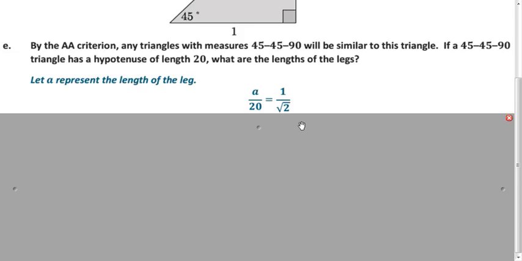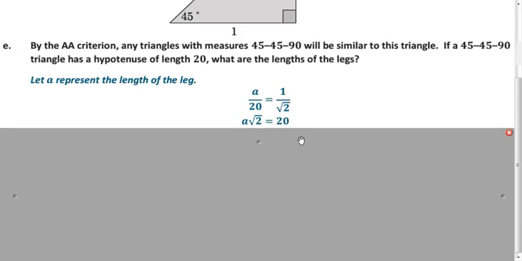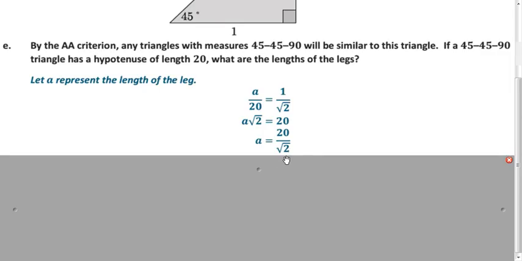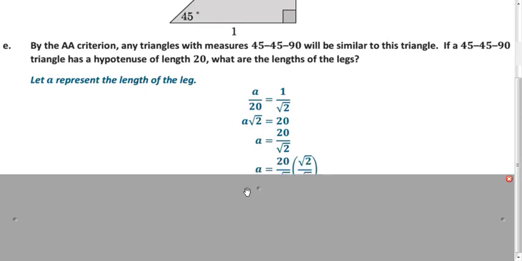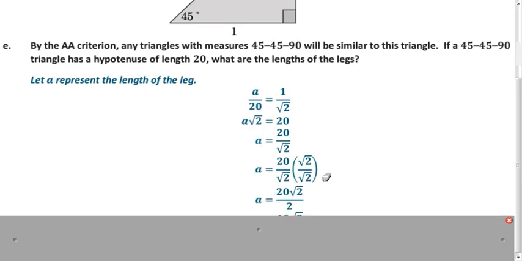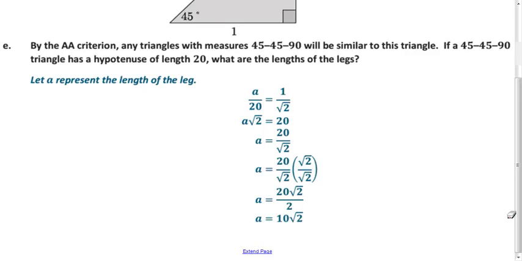Now we can apply the cross product, divide by the square root of 2. And now we want to rationalize that denominator. So we got to multiply the numerator and denominator by the square root of 2. So we end up, right? Square root of 2 times square root of 2 is just 2, right? Square root of 4. And divide 20 by 2, and we get 10 square root of 2.